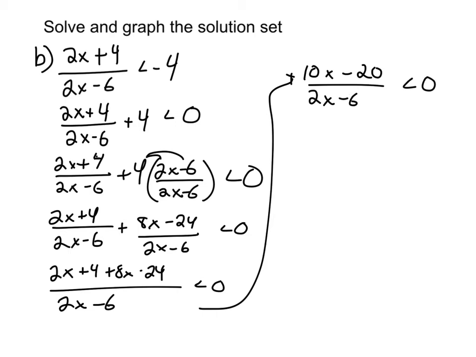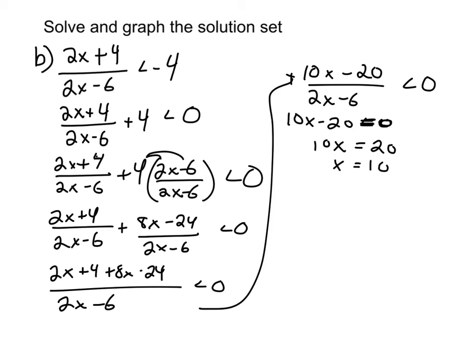Okay, so same thing now as I did in the previous example. I'm going to go ahead and set the top equal to 0. I want to know when does it equal 0. Add 20 to both sides, so I'll get 10x equals 20. And divide both sides by 10, so I'll get x equals 10.